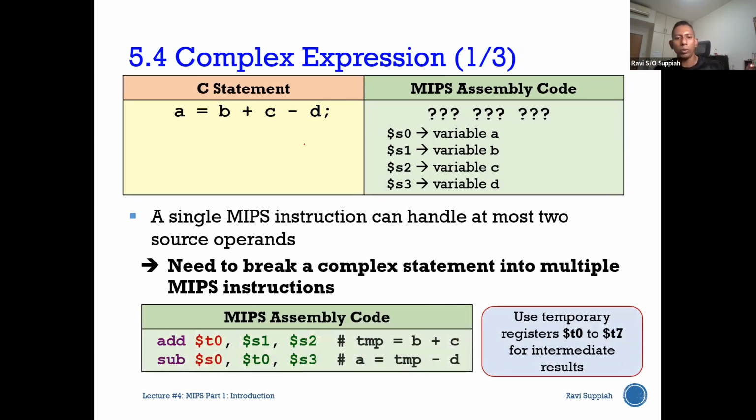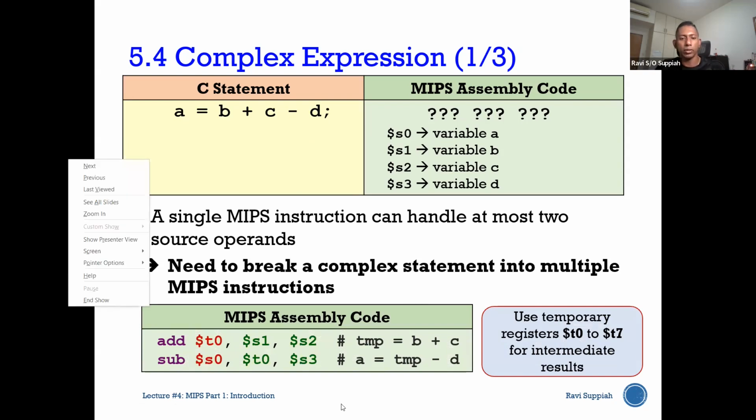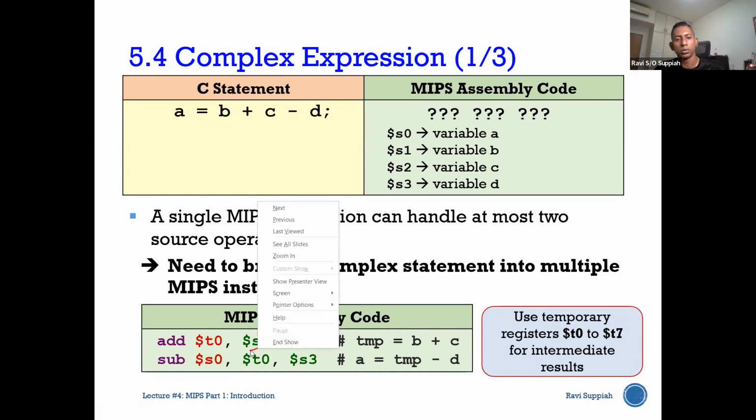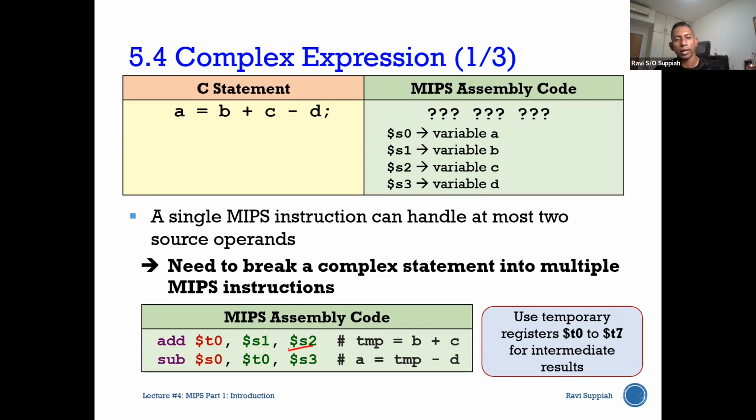Okay, so one way of doing it is something like this, where you can say that I will take b plus c, okay, s1 plus s2, and do the addition first, and then the t0 comes here, and that one I do the subtraction.